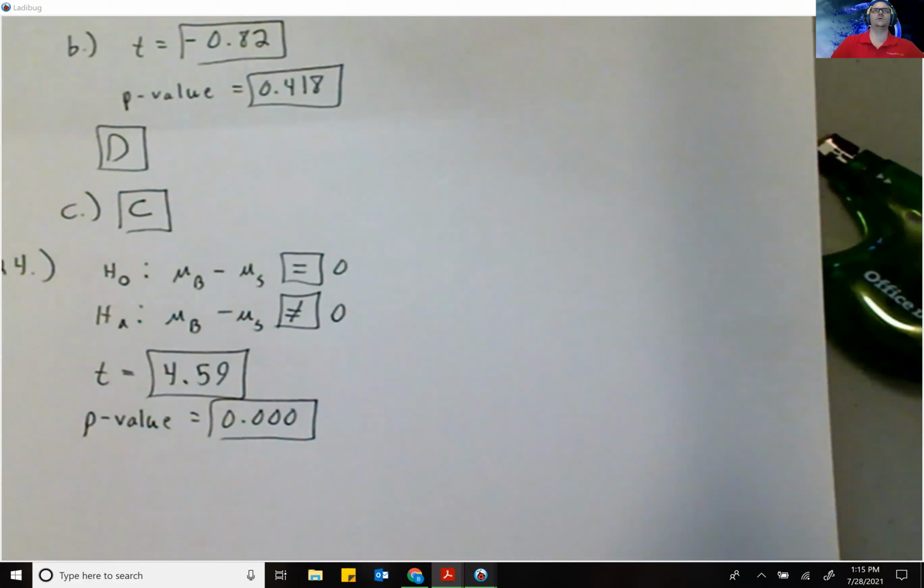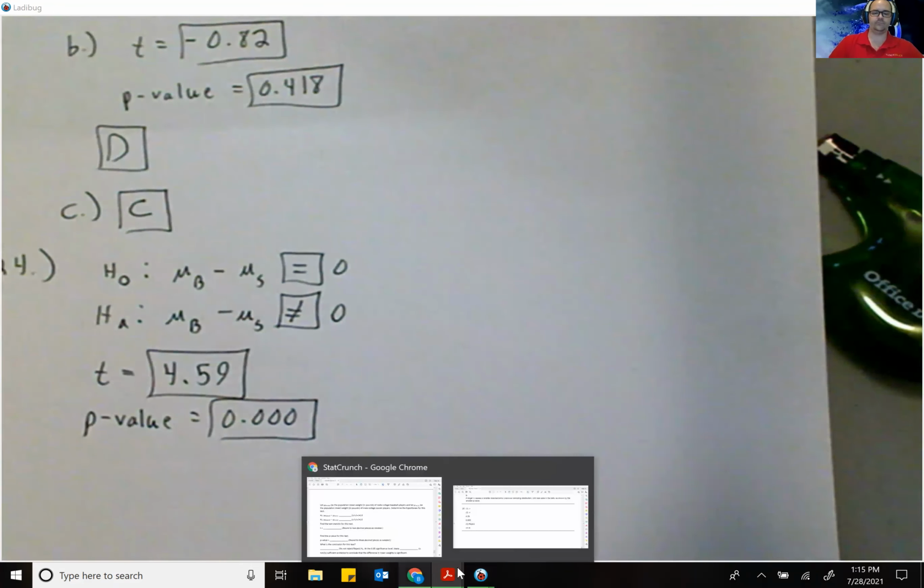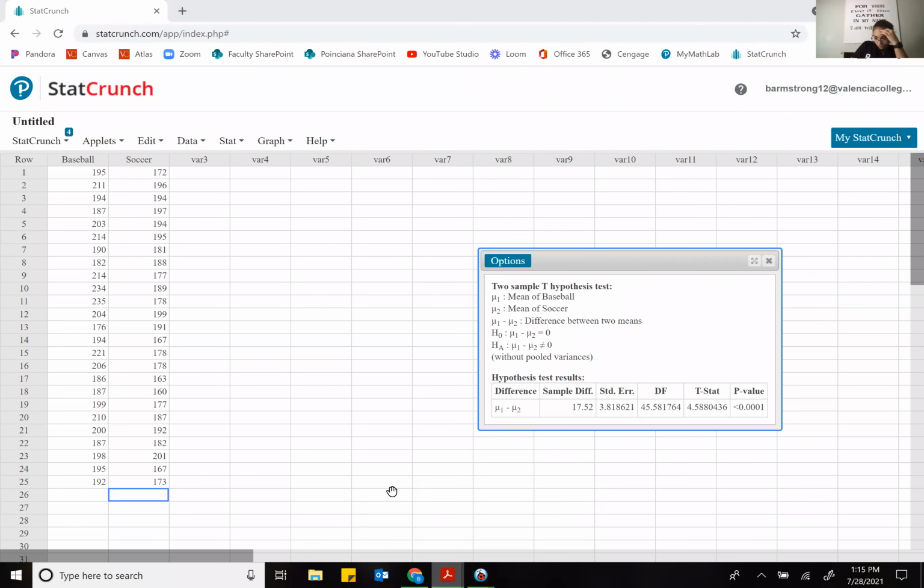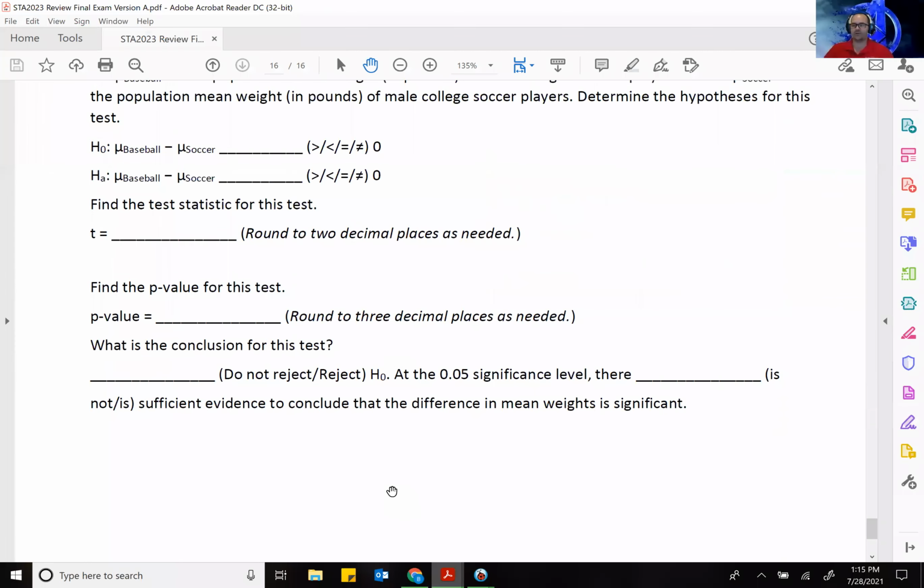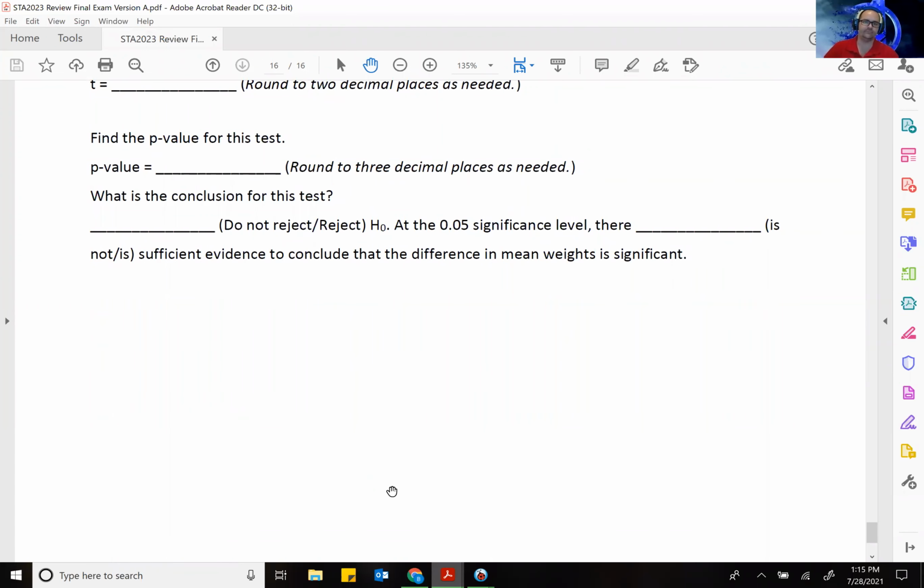Coming back in here, we're almost done. So what is the conclusion for this test? Blank, the H naught. Reject. We're rejecting. And there is sufficient evidence. And that, my friends, is the final exam, exam 3 review, chapter 7, chapter 8, chapter 9.